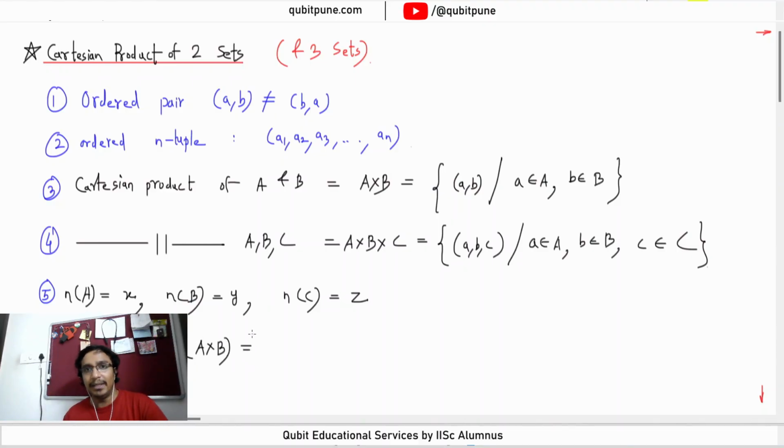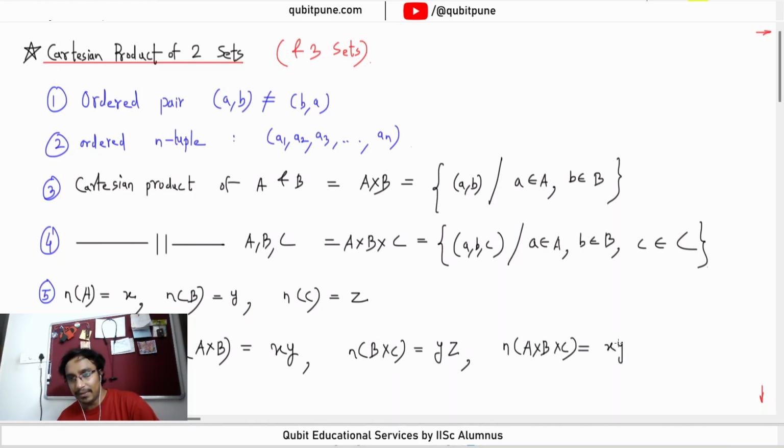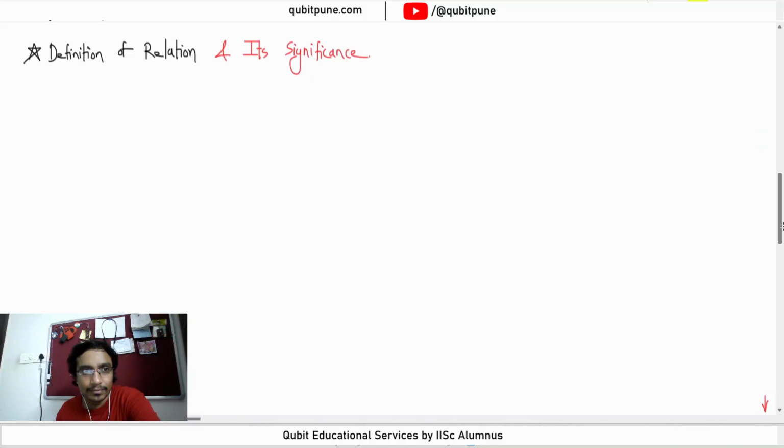We have to apply the multiplication principle. If we take the first element of A, it can be paired with all elements of B. So this is XY. The number of elements in B cross C will be YZ, and the number of elements in A cross B cross C will be XYZ. So there we are using the multiplication principle of counting indirectly. Clear? Okay, if you want you can write these things down.